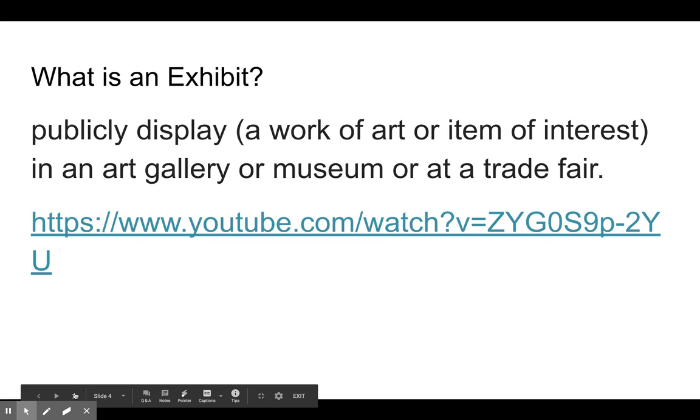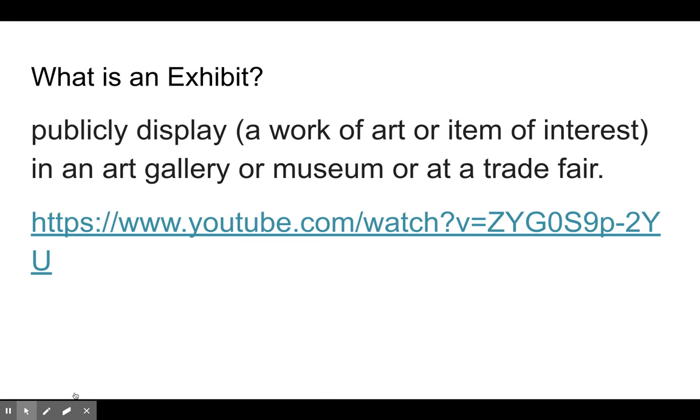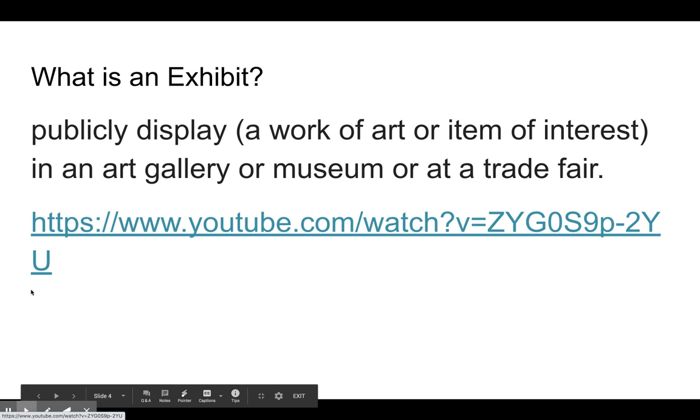Okay, so an exhibit is a public display of a work of art or an item of interest in an art gallery, a museum, or a trade fair. So an exhibit is basically just a collection of art in a gallery. Sometimes the artworks don't have anything to do with each other, but sometimes they are specifically put together because they show the same theme or idea, which is kind of what you're going to be doing. And you shouldn't worry about this video here. I just didn't remove it.